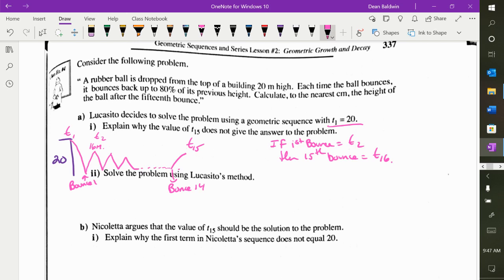All right, let's solve the problem. I want to know how high it bounces after the 15th bounce, so I'm looking for T16.